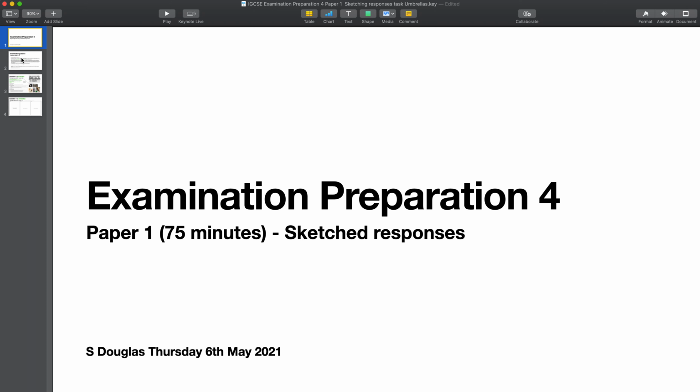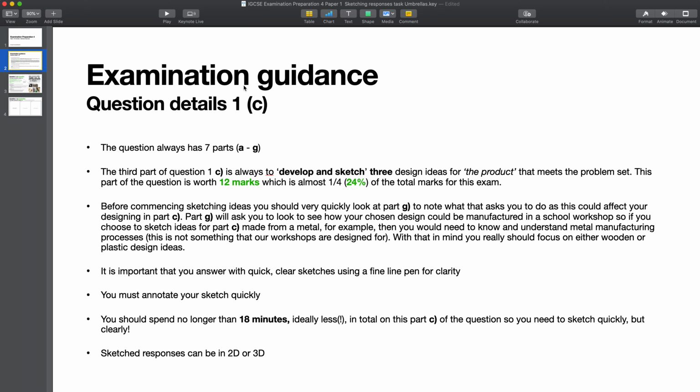It is three clear sketched responses within 18 minutes that are annotated and fine-lined to get towards the marks. So this is, again, just to remind you of what you're going to have to do and what the exam question is asking you, which was the same as the previous lesson.